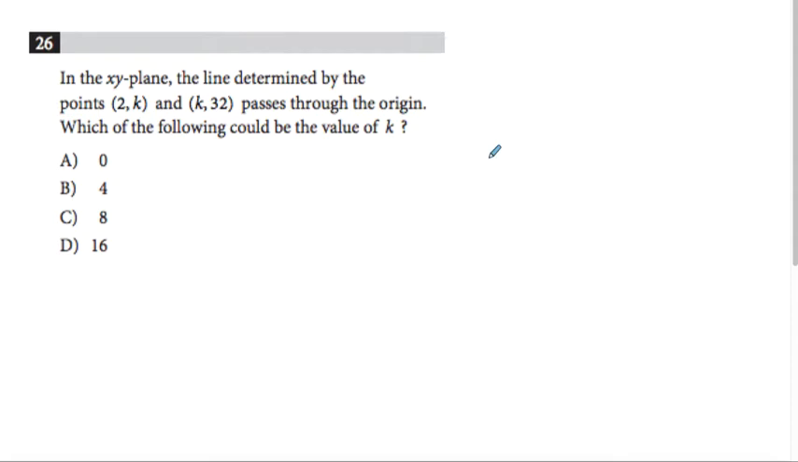All right, so number 1 says: in the XY plane, the line determined by the points (2, k) and (k, 32) passes through the origin. Which of the following could be the value of k?